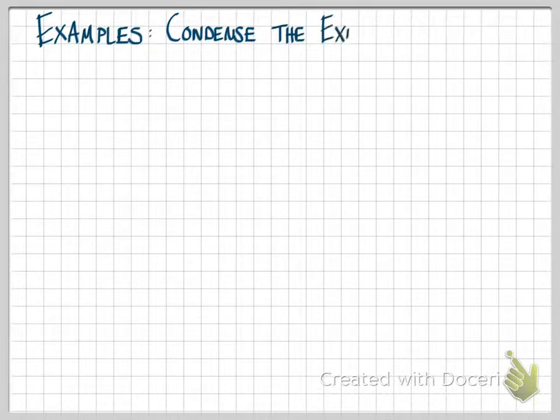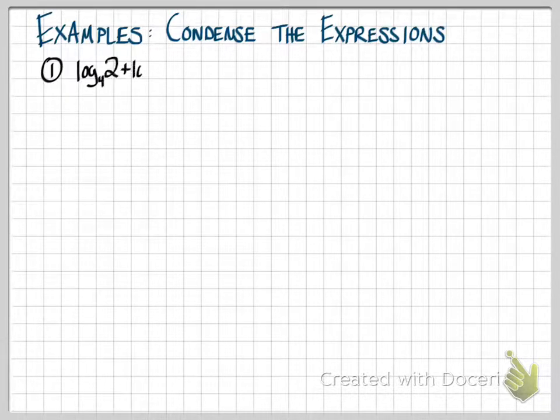Now when we start to go the other direction, when we start to see examples of condensing logarithmic expressions, this is when we're taking multiple logarithms and trying to put them into one logarithm. We're going to go in the opposite direction of the order that you just did. But let's look at a simple example first to understand what it is we're supposed to do.